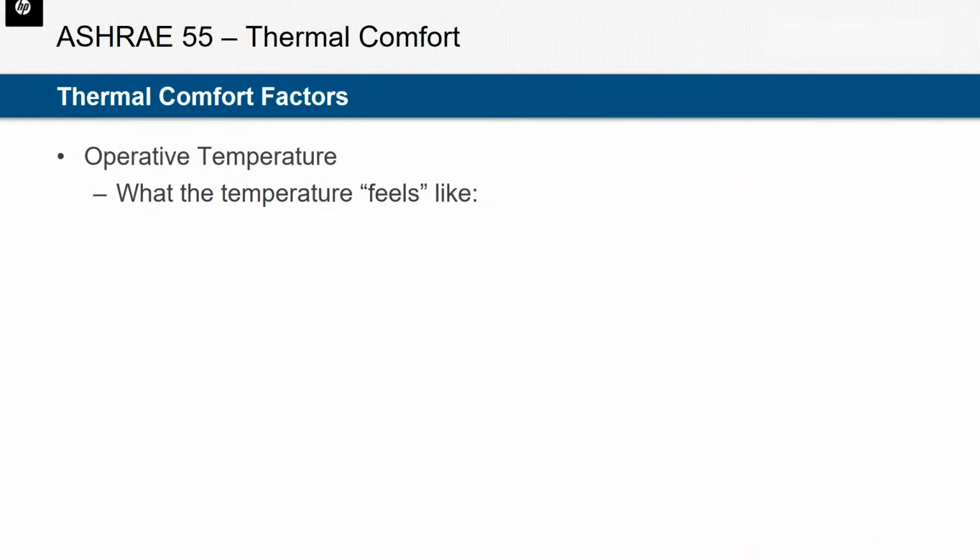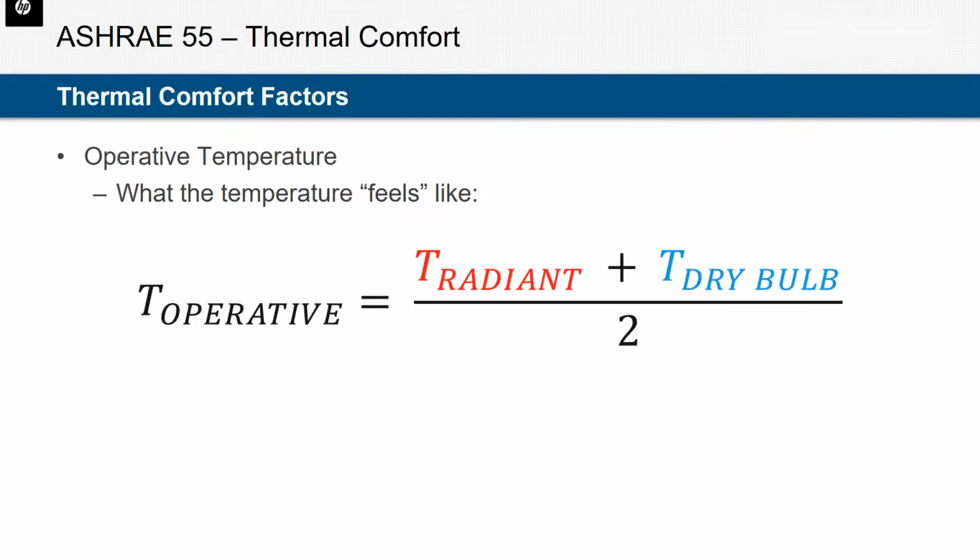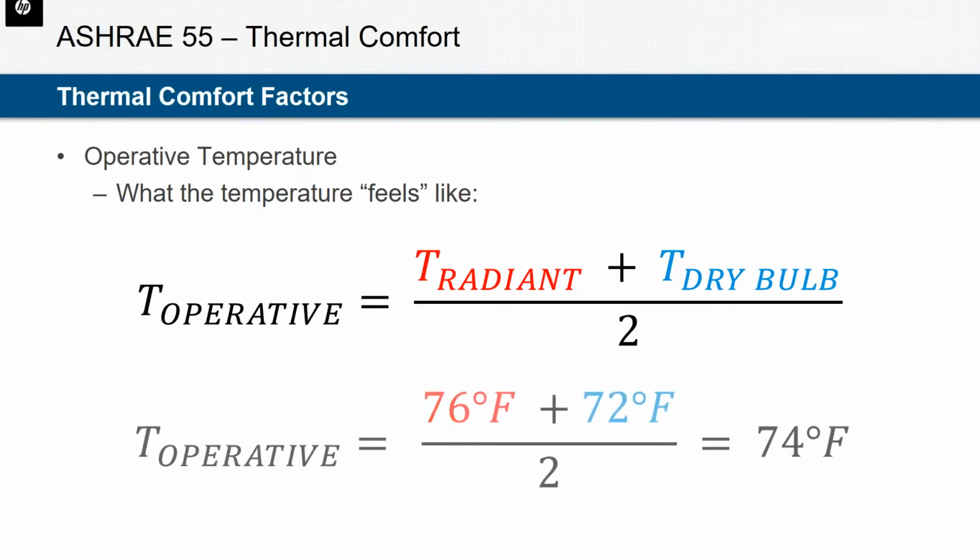Now, I'll introduce one more temperature. This is called the operative temperature, and this is what the room feels like. In general, this is calculated as the average between that radiant and the dry bulb temperature. So in our previous example, if we had 76 and 72, our operative temperature would be 74.